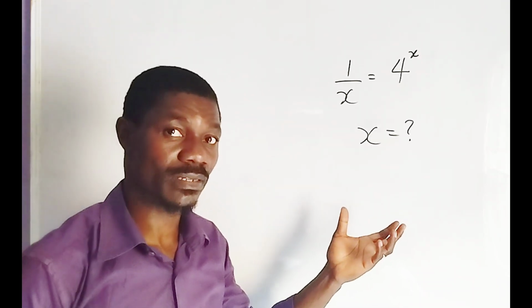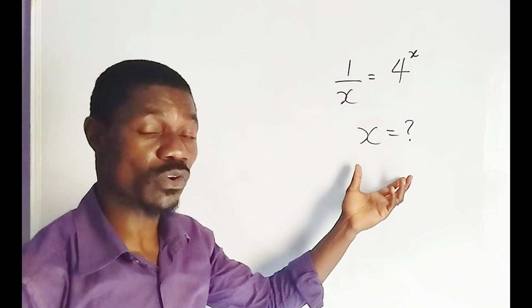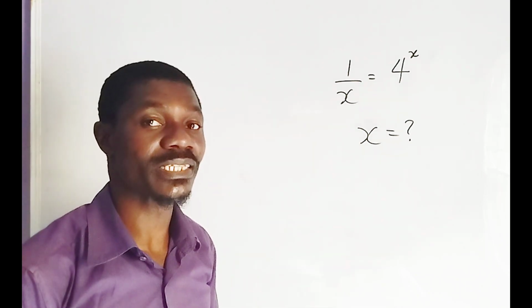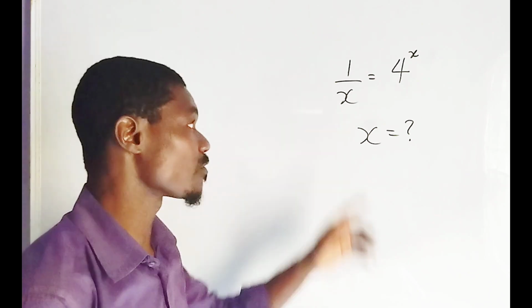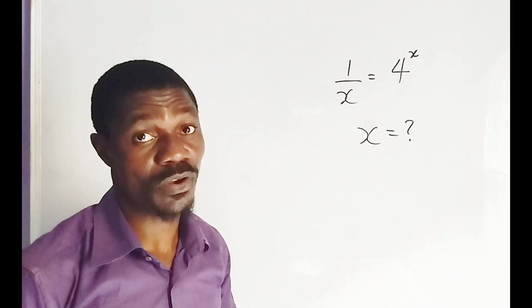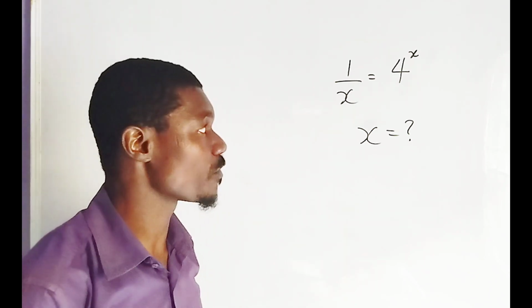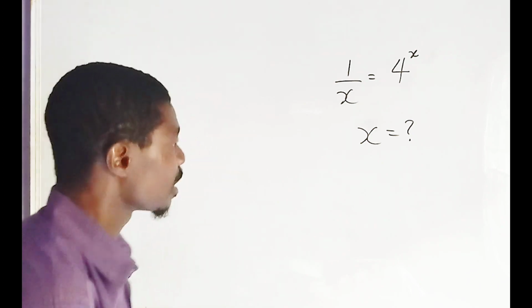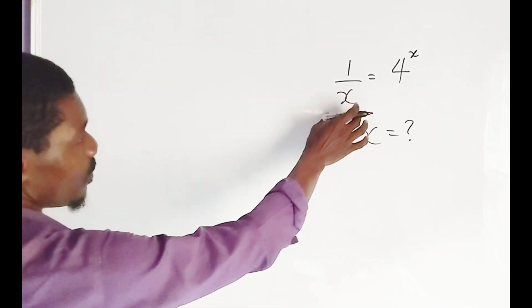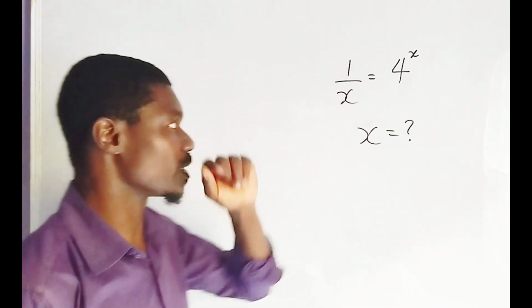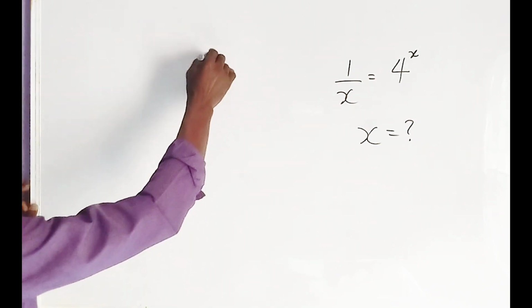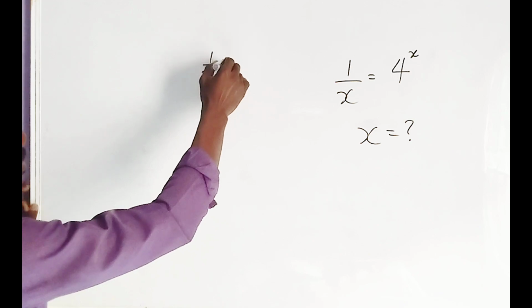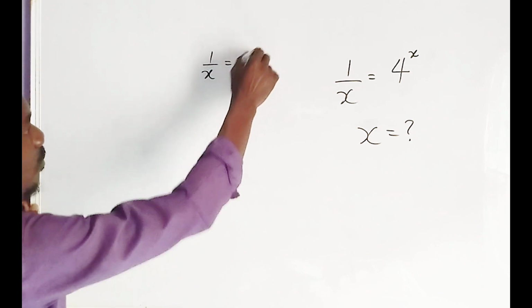Now in today's class, we'll be looking at how to solve for x in this exponential equation. Here we have (1/x) = 4^x. So how do you go about this? Now here we have a fraction and here we have an exponent. So 1/x equals 4 raised to the power of what? x.